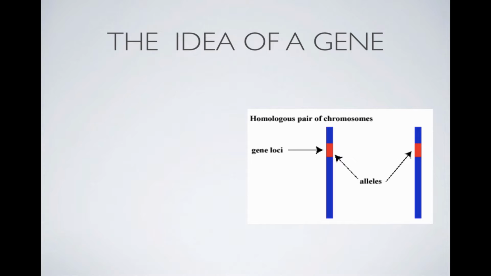Mendel was the first person to come up with the idea of what we now know as a gene. And as you remember, genes are loci, or places on chromosomes where alleles are located. And alleles are different forms or different potential forms of a gene.